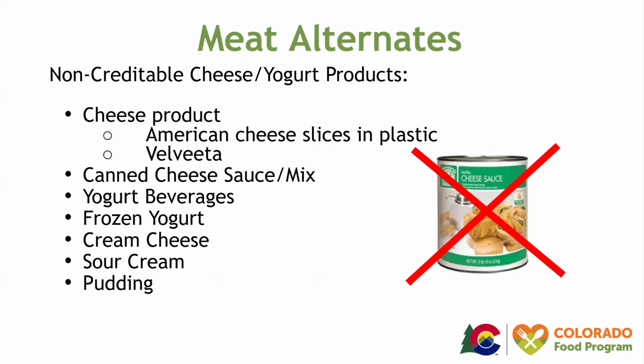All right, so non-creditable cheese or yogurt products. Cheese products such as the American sliced cheese that are in the plastic, Kraft Singles is an example, are not creditable. Same with Velveeta, and any kind of canned cheese sauce or mix. Again, any kind of yogurt beverages, frozen yogurt. I believe Natalie mentioned cream cheese earlier, because that is considered a condiment. Same with sour cream, and then any kind of puddings would not count as your meat alternate.